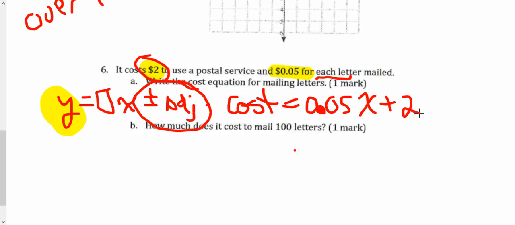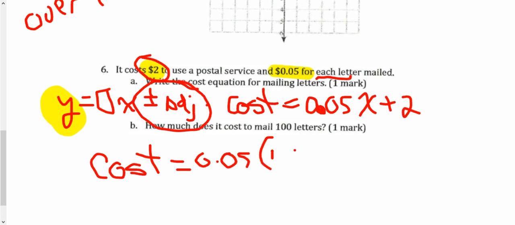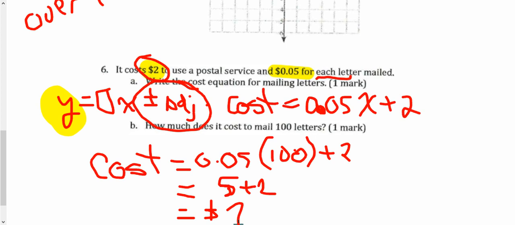Okay. Here in letter B, it says, how much does it cost to mail 100 letters? So we just go cost, because it's a cost equation, is equal to 0.05 times 100 letters plus $2 for going. Okay, well, 0.05 times 100 is 5. And plus my $2 for going, my cost is going to be $7. $7 to mail 100 letters.